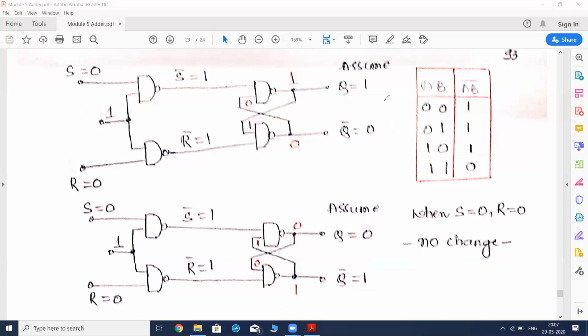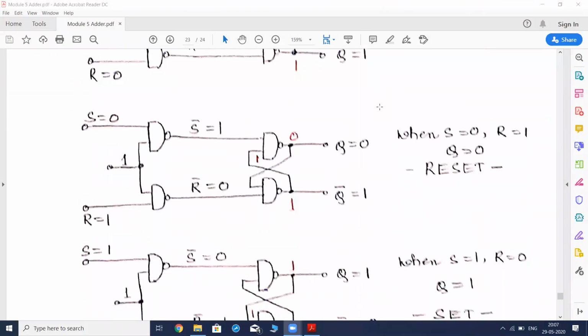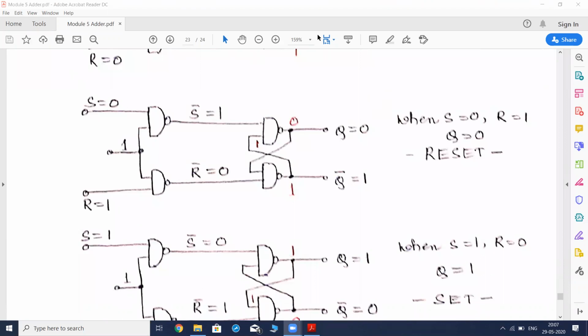Okay, so now let us move on to see the next condition. Our next case is S is equal to 0 and R is equal to 1. When we take S is equal to 0 and R is equal to 1, we have to start the analysis in this direction only. Note the direction, and here we have 1 over here, and here also we have 1, because it is the enable input that we are giving, which is already 1.